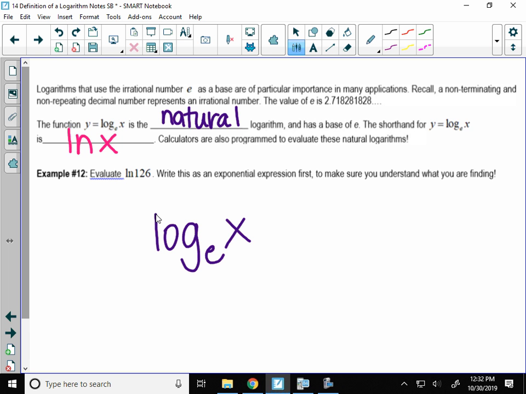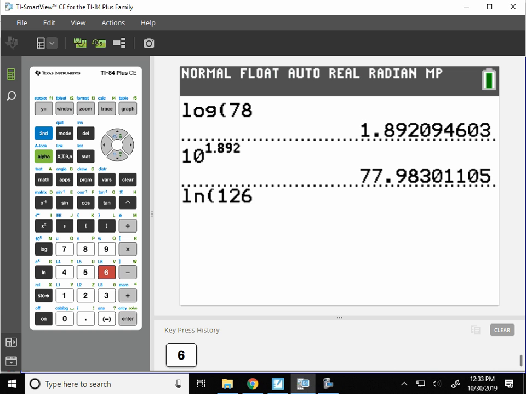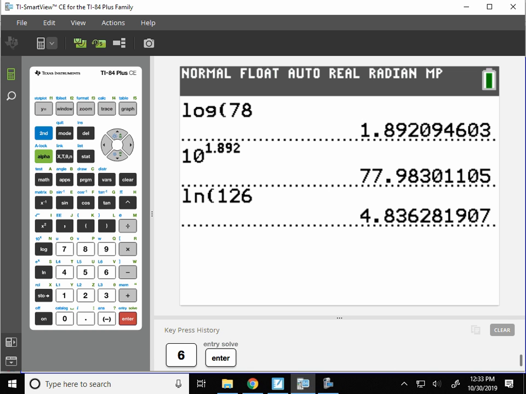So the natural log button. Let's type into our calculators. Let's find the natural log of 126. It's actually right under the log button, ln, right underneath, next to the 4. So natural log of 126 here is 4.836.